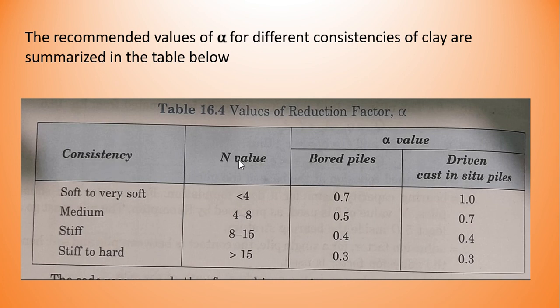Here, consistency, N value and alpha value. N value is the bearing capacity value and alpha value we know. For bored piles and driven cast in situ piles are given. Alpha is the adhesion factor for a single pile. So, soft to very soft, N value will be less than 4, and for bored piles it will be 0.7 and driven cast in situ piles 1.